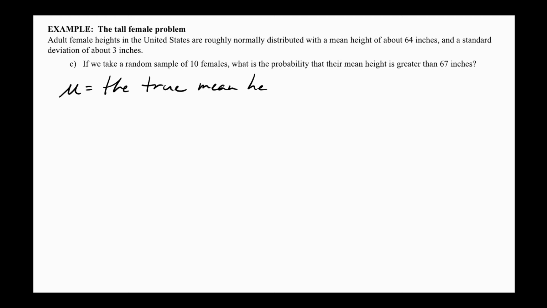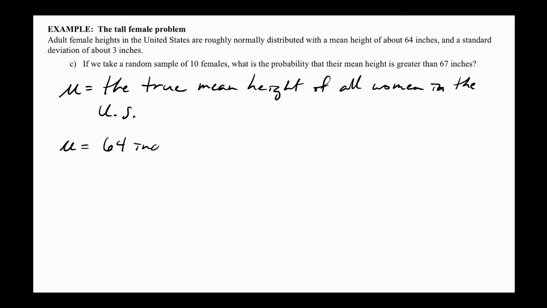There you go. Perfect. The true mean height of all women in the US. Okay. That's in words. Perfect. Do we know that number? Yes, we do. It's 64 inches, right? 64 inches. There's 1 point right there for this question.